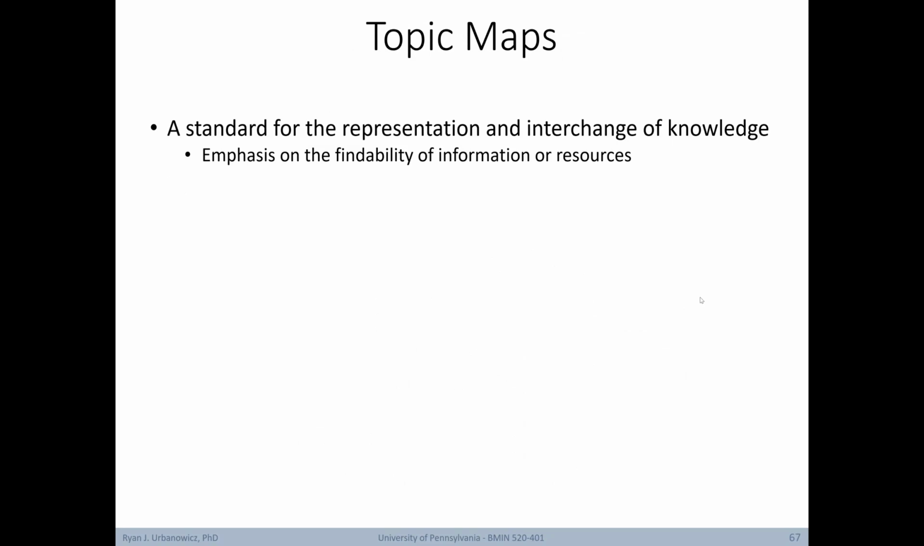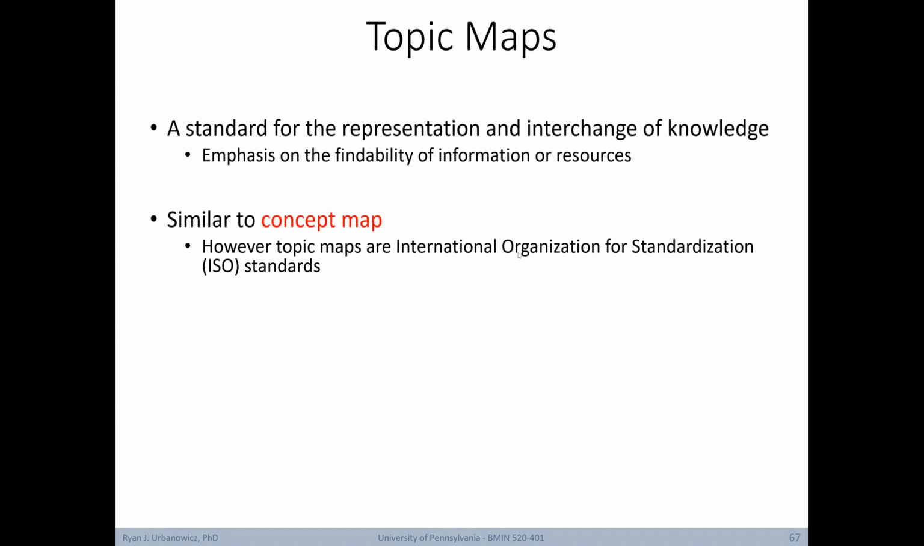Next, we have the idea of a topic map. This is a standard for the representation and interchange of knowledge. The emphasis here is on the findability of information or resources. Topic maps are similar to concept maps. However, topic maps adhere to the standards of the International Organization for Standardization. As such, their definition is a bit more reliable and formal.